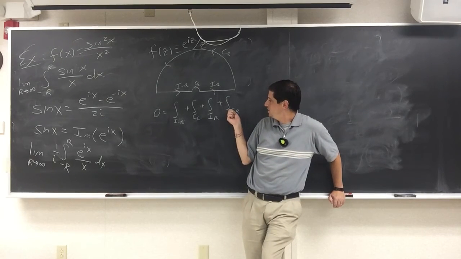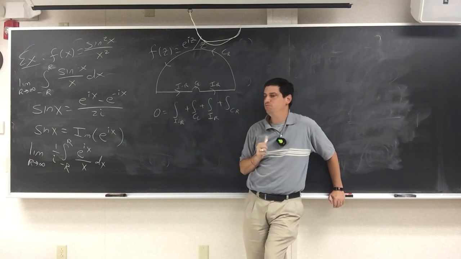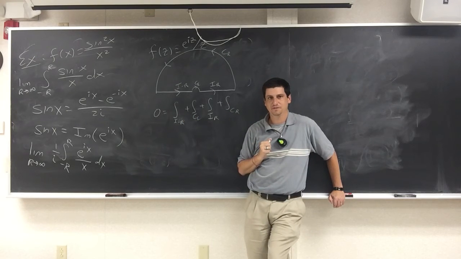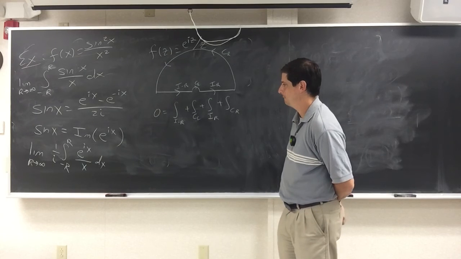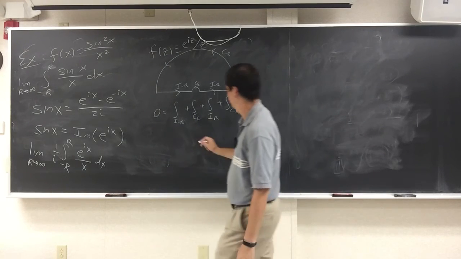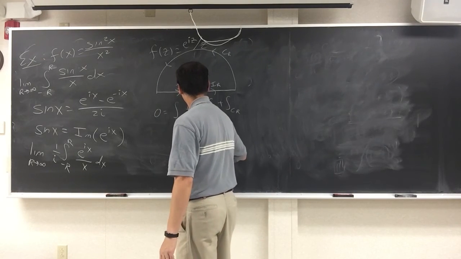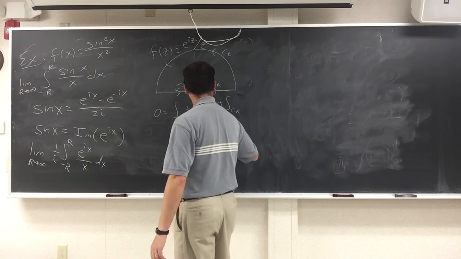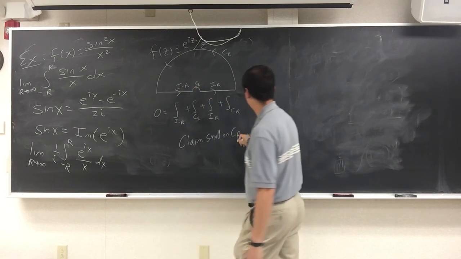What can you tell me about the integral over one of these that is going to be really easy? Which one is going to be easy to show as small? The C R. Okay, so claim: small on C R. Let's think about what's going on there.